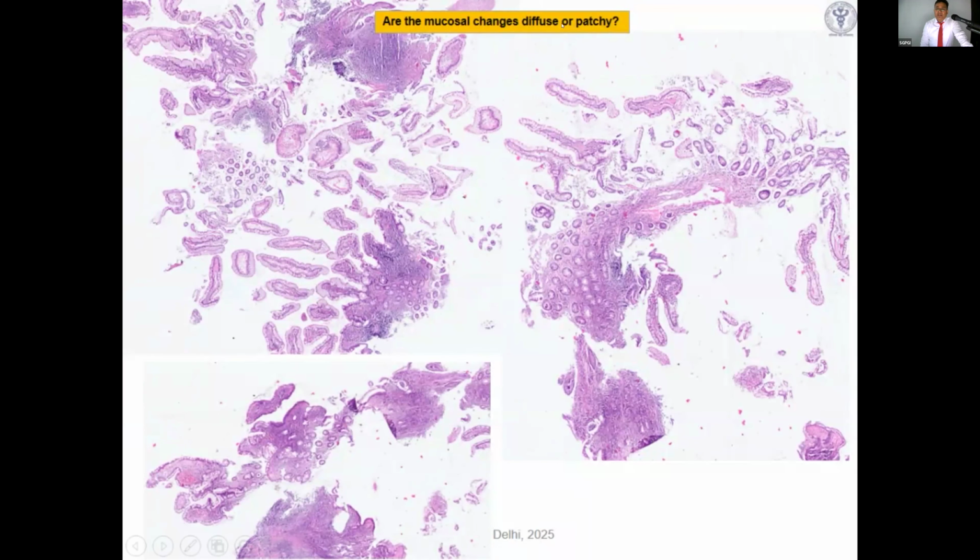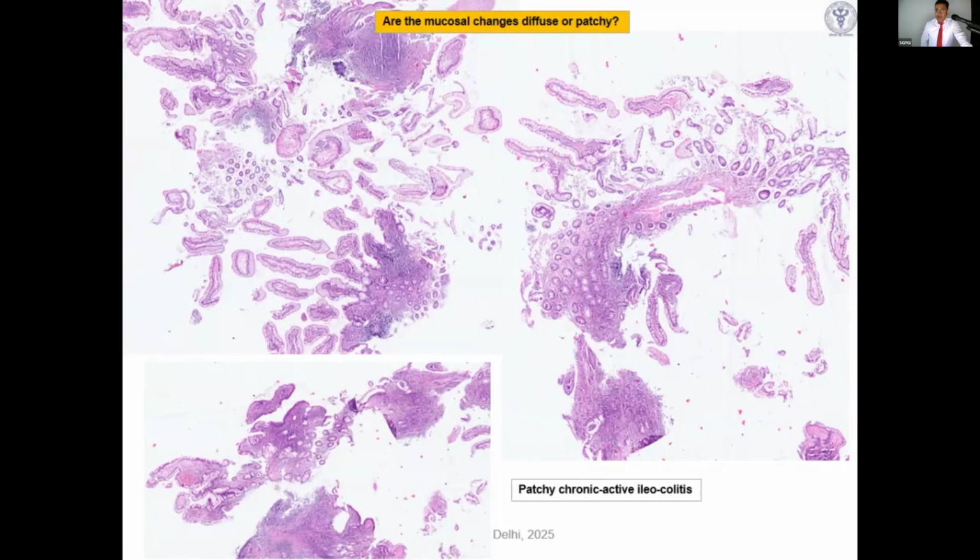Now, we also have to ask, in small intestinal biopsies when you are getting multiple biopsy fragments, whether the changes are diffuse or patchy. So let us look at these biopsy fragments. We have already seen these areas showing chronic active ileitis-like changes, but look at the other fragments of the ileum. They are relatively less involved. The inflammation is less dense. The architectural distortion is also less prominent. So what should we call this? Is this a diffuse disease or a patchy disease? So this is a patchy one.